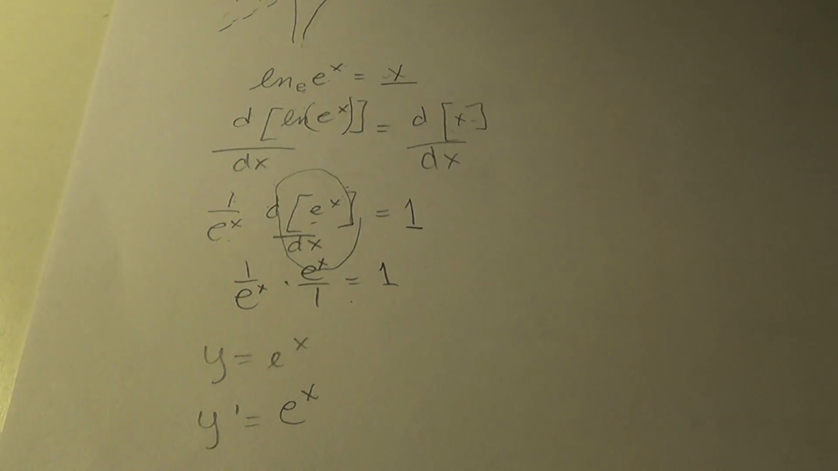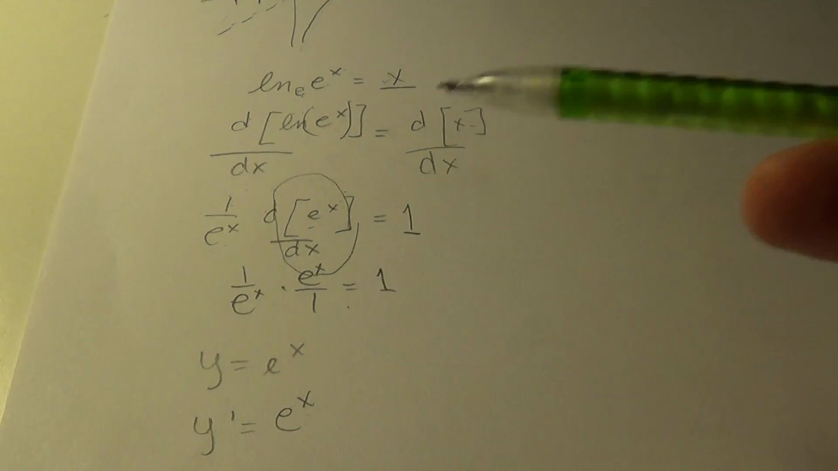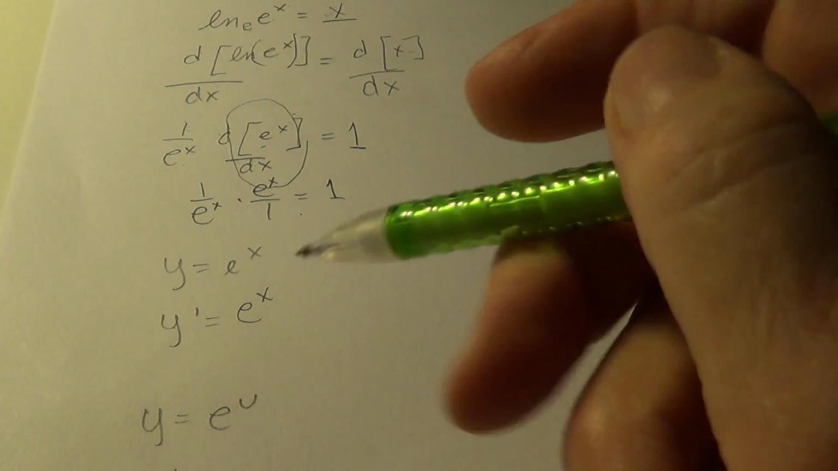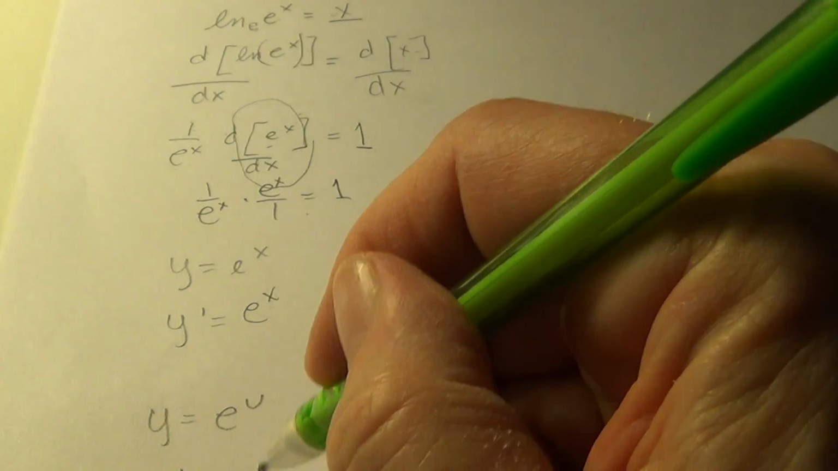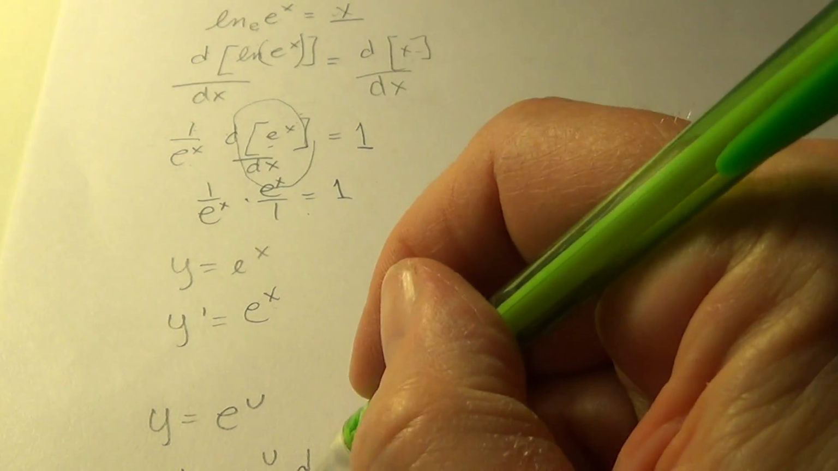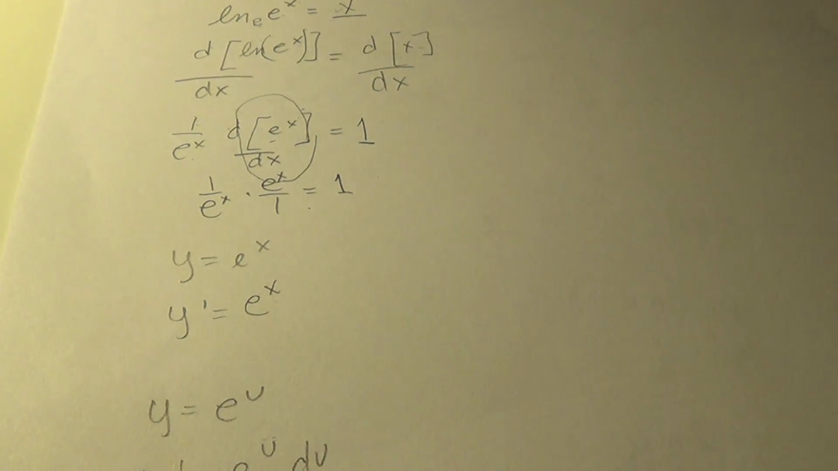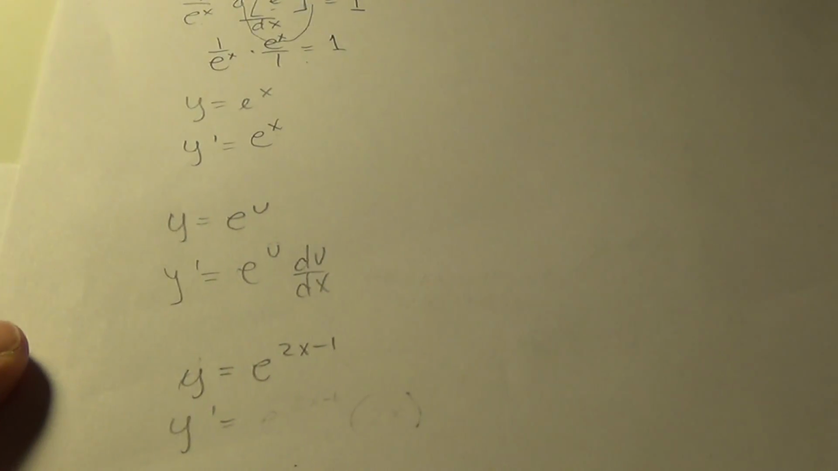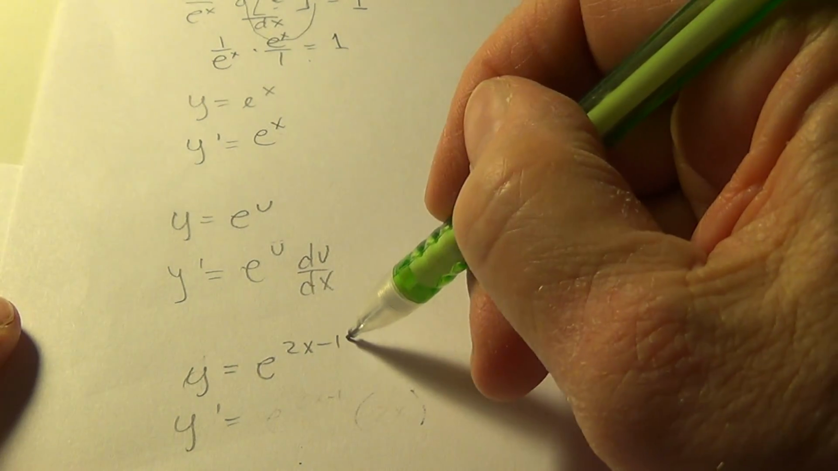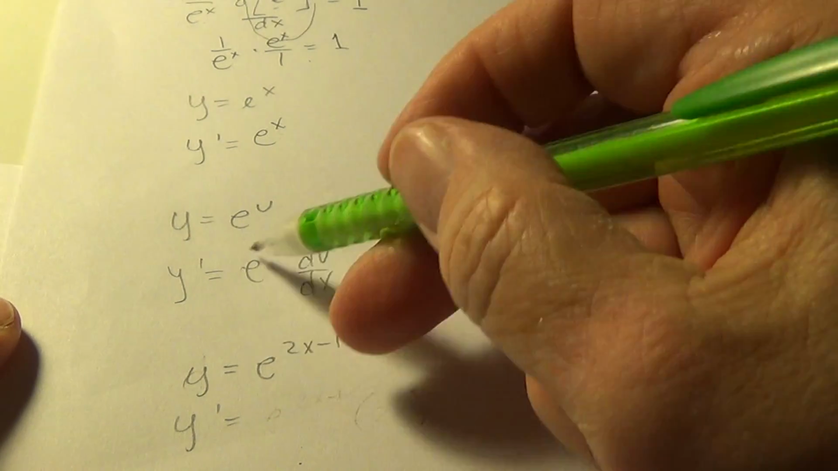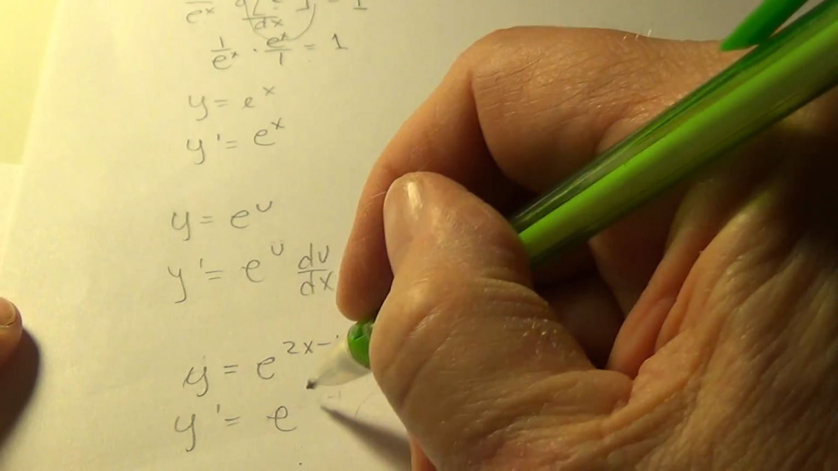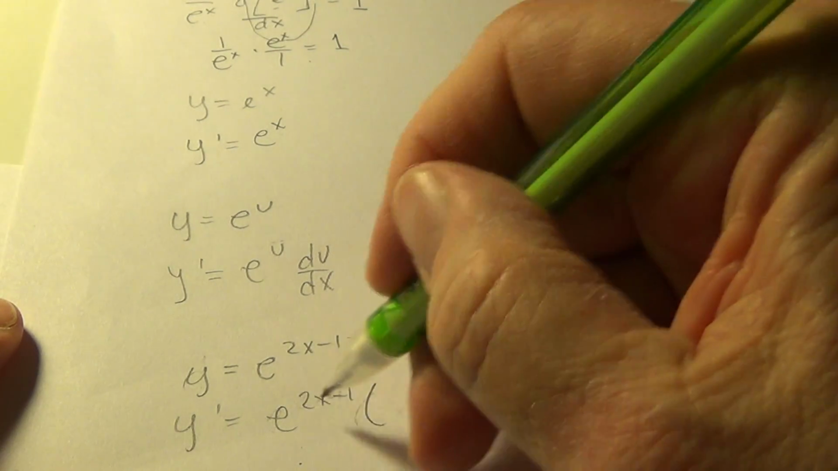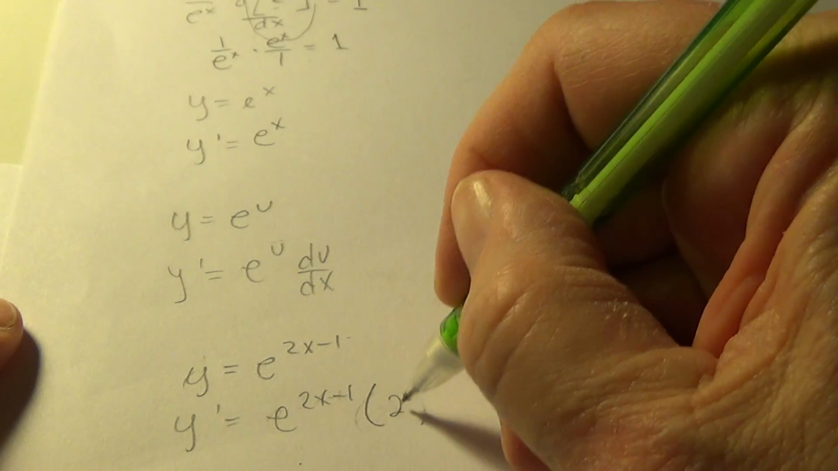So e to the x is very special. It's its own derivative. So the more helpful expression is e to the u. y prime is going to be e to the u followed by the chain rule, the derivative of that u, where u is an expression in x. So let's do one of those. y equals e to the 2x minus 1. And the derivative is going to be the same, e to the 2x minus 1, followed by the derivative of that, and that is 2.